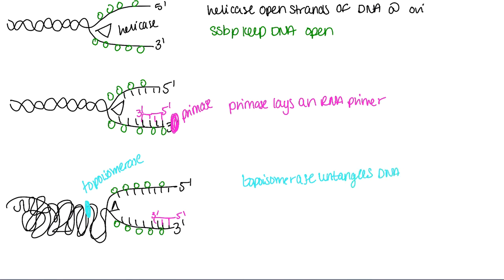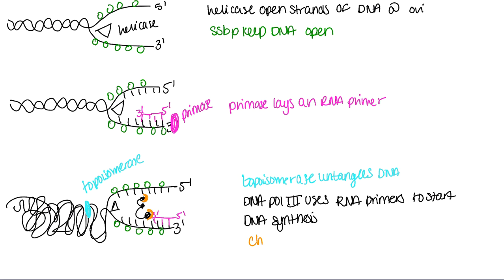We are going to then have our polymerase. So DNA Pol 3 uses those RNA primers to start DNA synthesis. And then the clamp loads the DNA polymerase. So this clamp will load the DNA polymerase, and then the DNA polymerase is going to use the RNA primers to start DNA replication. So what we're going to do now is zoom in on the bottom strand.